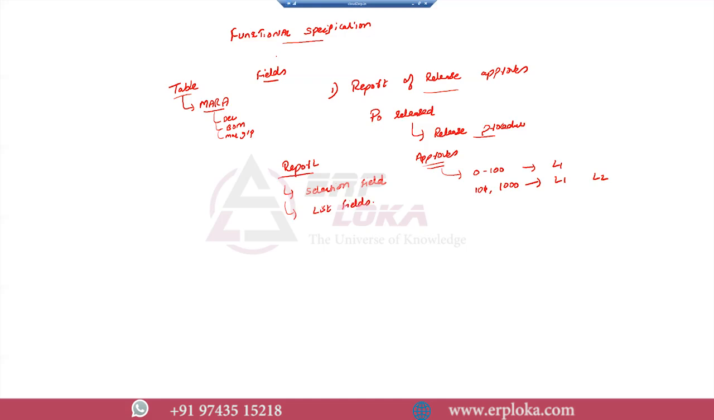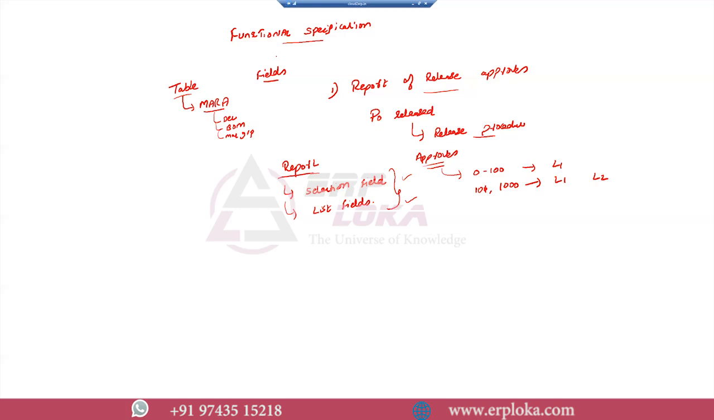Okay, the selection fields. What is the difference between selection fields and list fields? In the selection field, you can have the filter. For example, you have a plant and a company code, so you can filter based on your plant and company code there. Based on that filter in the selection field, the data will get reflected in the list field. So whenever you are developing a report in SAP, you need to consider these two sections to be configured.